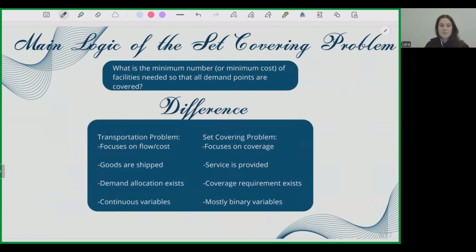So what are the differences between transportation problems and set covering problems? In the transportation problem, the focus is on flow or cost, while in the set covering problem, we focus on coverage. In transportation problems, goods are shipped. In set covering problems, services are provided. In transportation problems, demand allocations exist. In set covering problems, a coverage requirement exists. In transportation problems, continuous variables exist. In set covering problems, mostly binary variables are used.